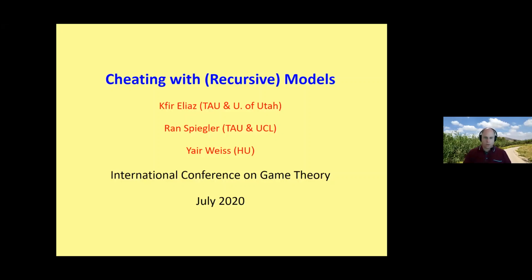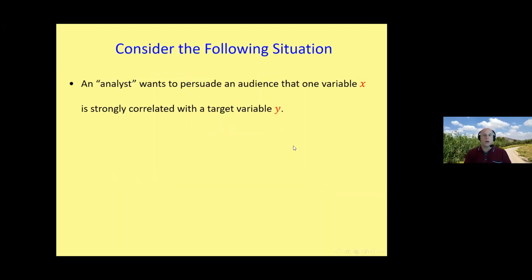To motivate the model, I want you to think about the following situation. You have an analyst or researcher, and for whatever reason he wants to persuade some audience. Don't think of the audience as a bunch of very sharp econometricians. Think about lay people. He wants to persuade that audience that there's a strong correlation between two variables, x and y. I'm deliberately putting aside the question of the intended meaning of this correlation. Is it causal? Is it diagnostic? Let's put this aside. He just wants to persuade people that there's a strong correlation between those two variables.